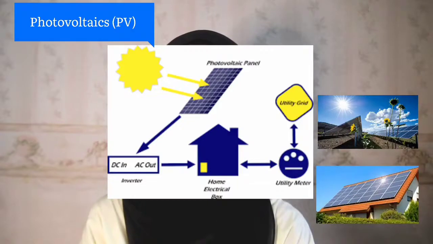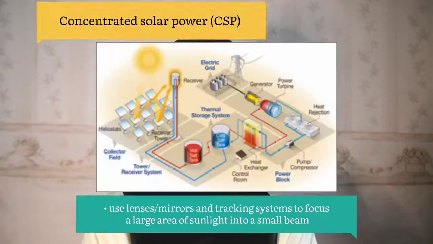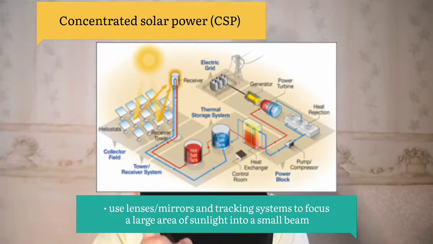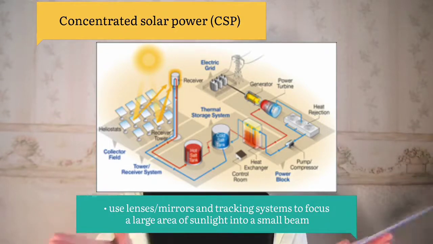What is photovoltaics? Photovoltaics convert light into electric current using the photoelectric effect. Meanwhile, concentrated solar power uses lenses or mirrors and also tracking systems. Basically, concentrated solar power focuses a large area of sunlight into a small beam.